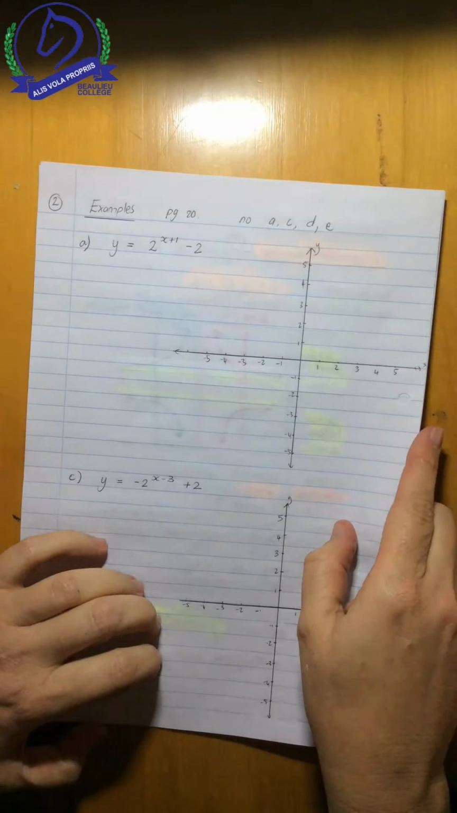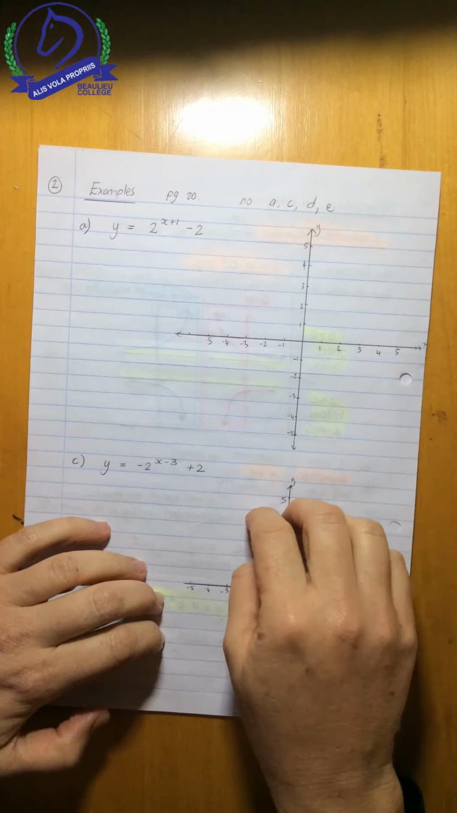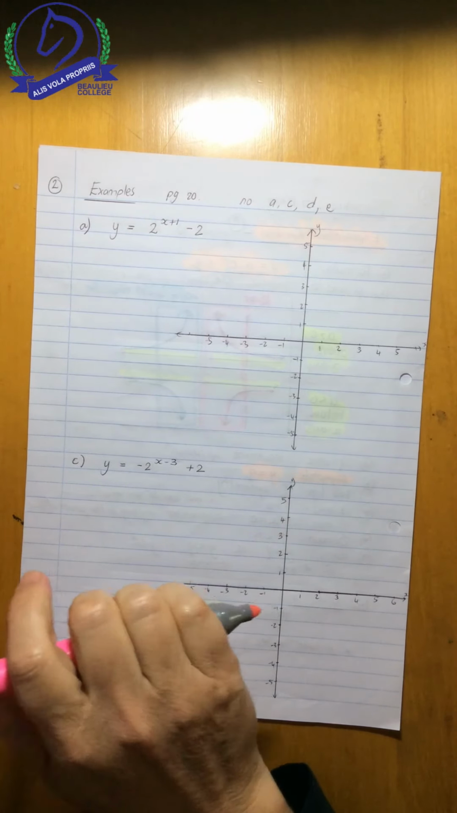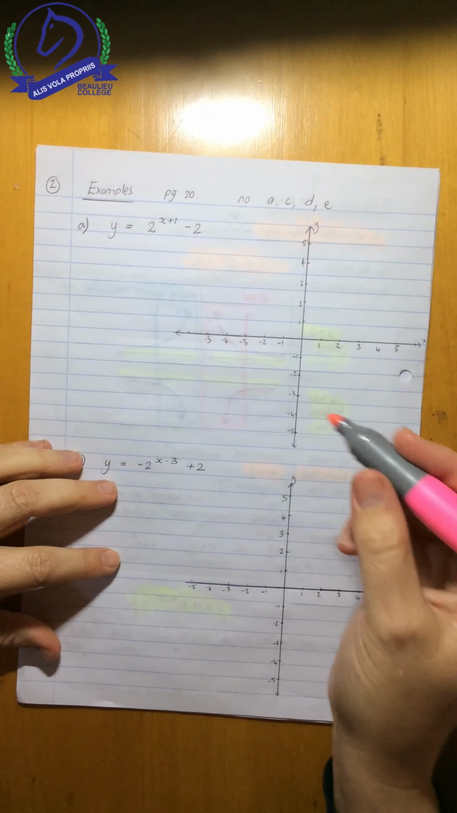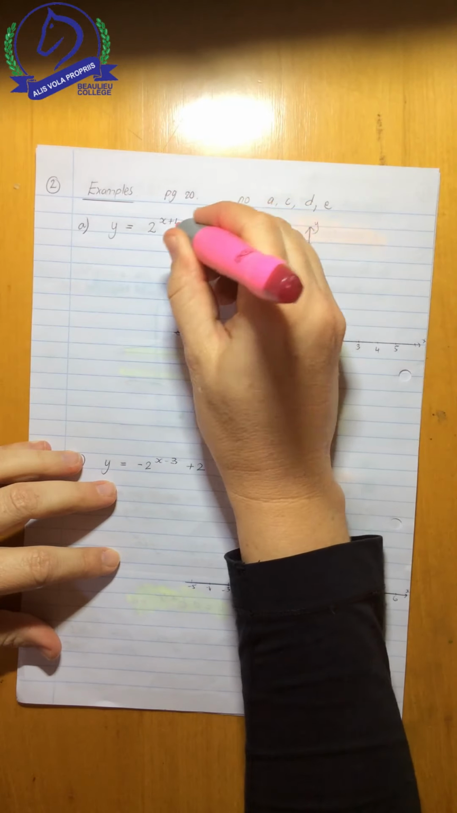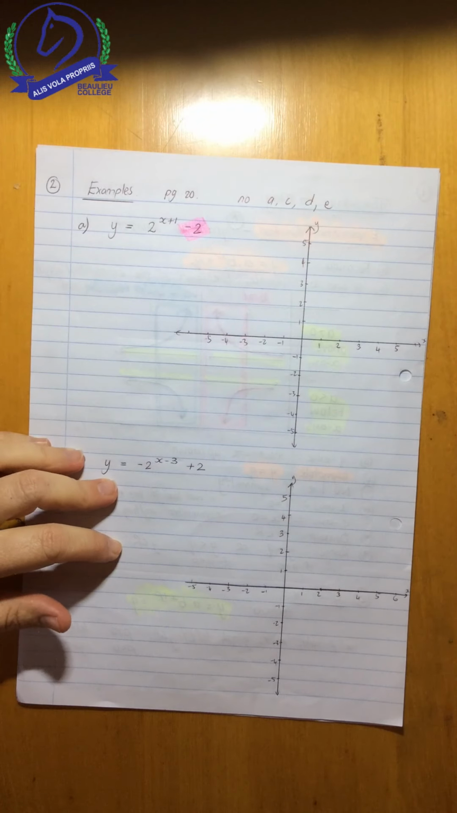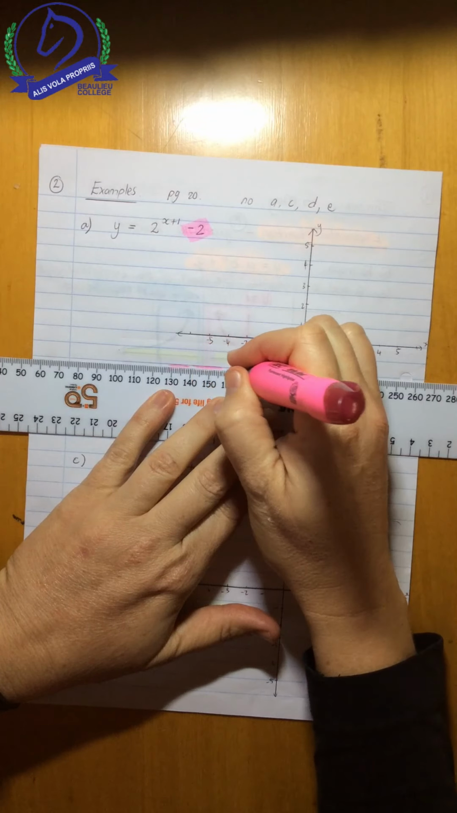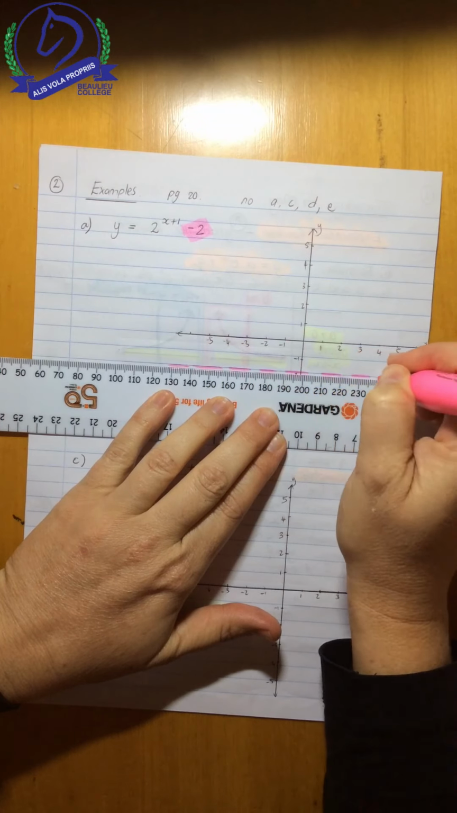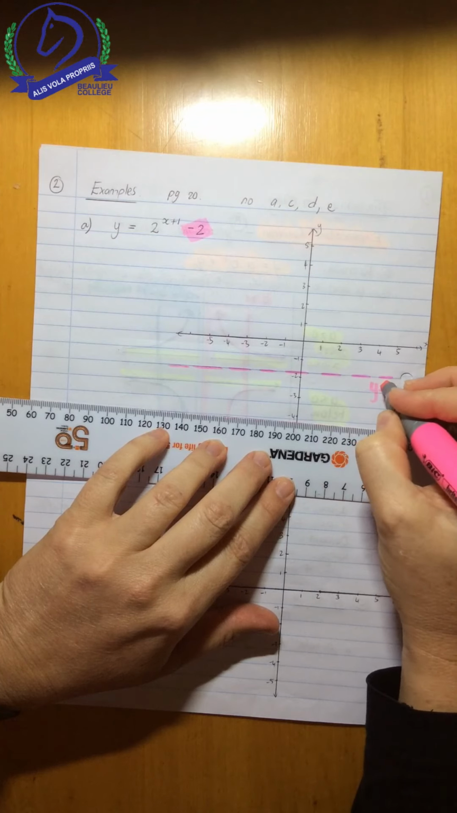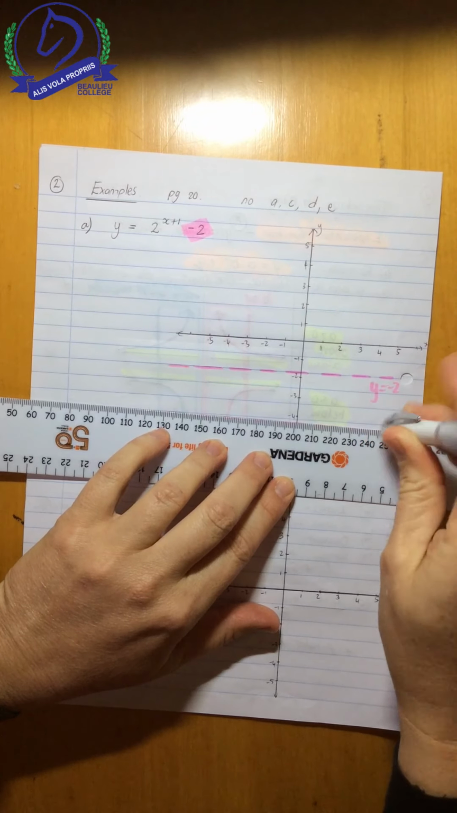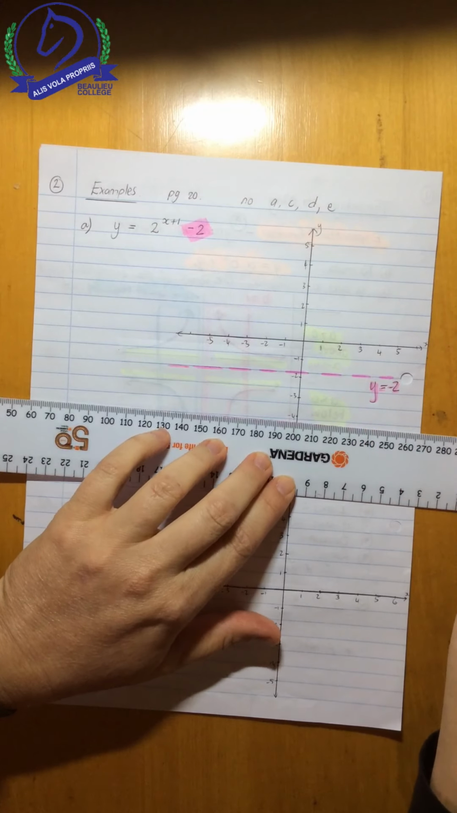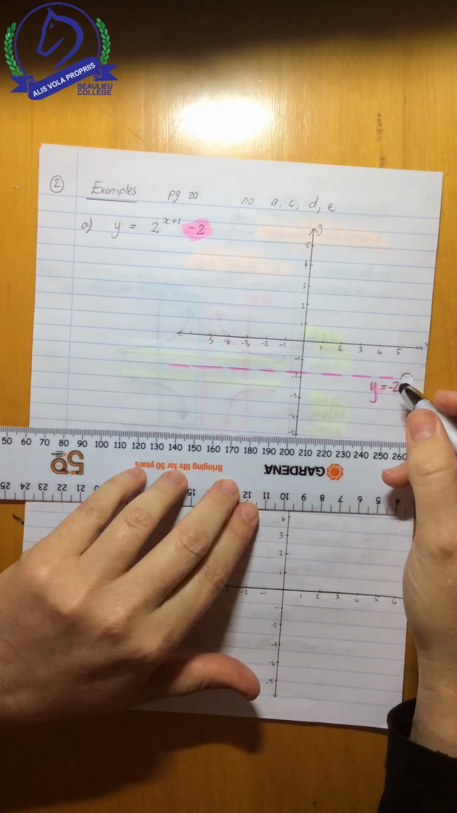In your notes on page 20, you will find these examples. I'm quickly going to walk you through them. So how do I sketch this exponential graph? I start with the asymptote. Now the asymptote is at minus 2. So on my graph with little dotted lines, I am going to write y equals minus 2, because that is the line that my graph is not allowed to cross.